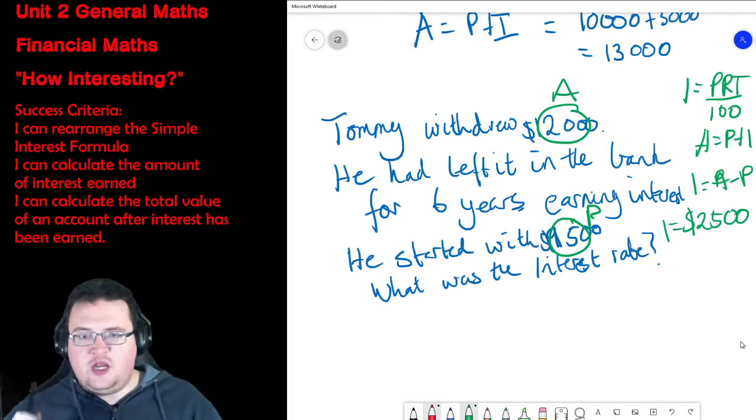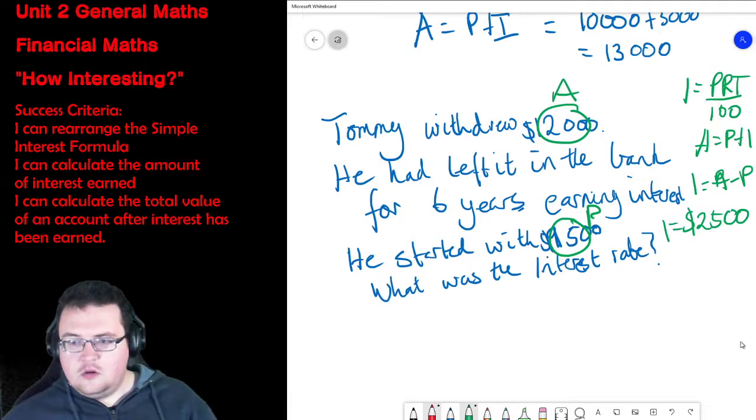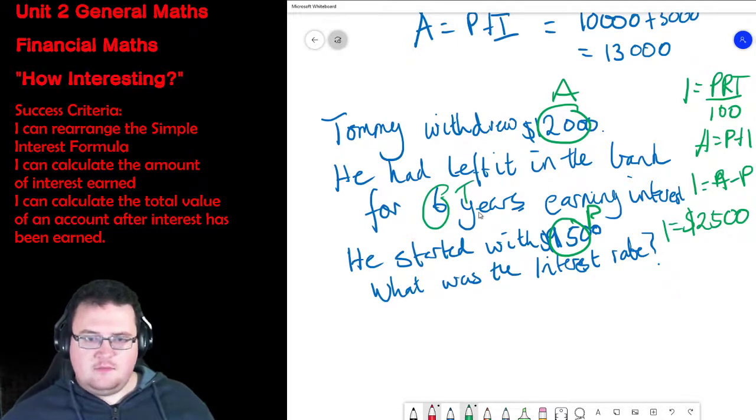Now we know A, we know P, we know I. What's the last variable that we need to find? Look at the question: what was the interest rate? What letter are we looking for? We've got A, P, and I, and by the way, that's T. That means we need R.